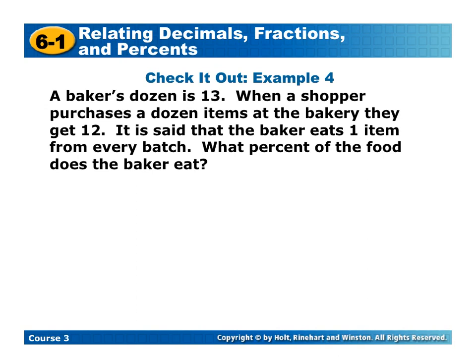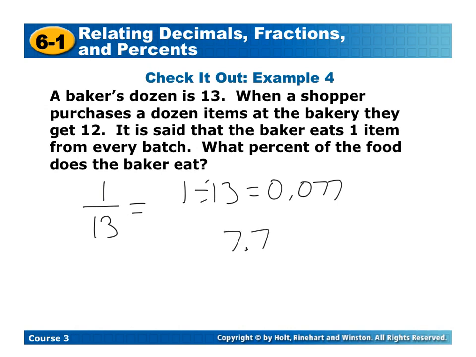When we look at this, what percent of the food does the baker eat? They're eating one item, but it's not 1 out of 12, it's actually 1 out of 13 because that's what they are making every time. So I'm just going to go ahead and do my 1 divided by 13. When I do that, it ends up being 0.077 approximately. So they end up eating 7.7%, because I moved my decimal point over twice.